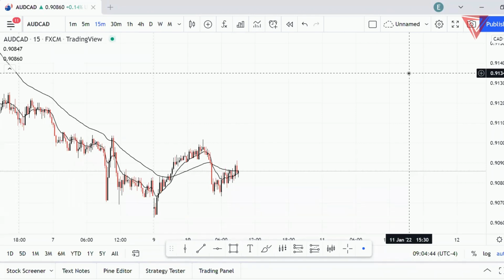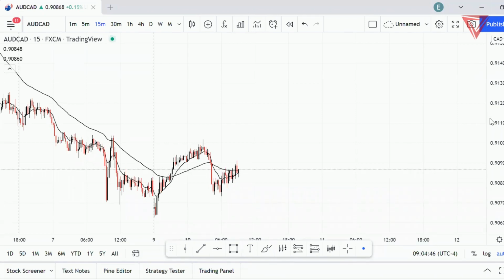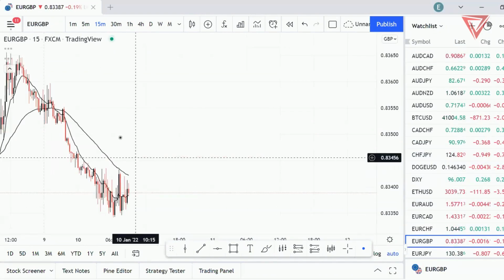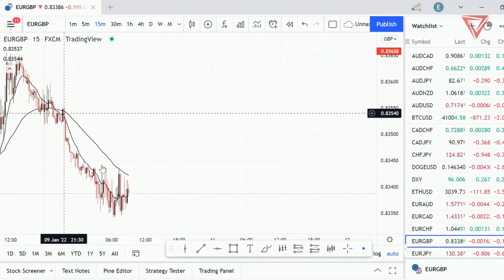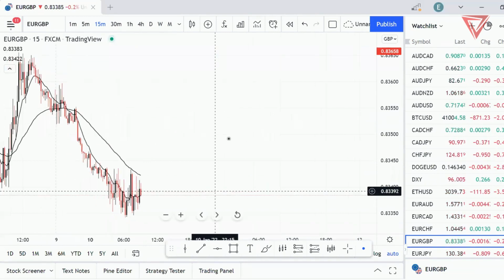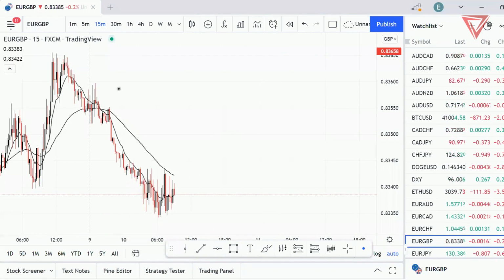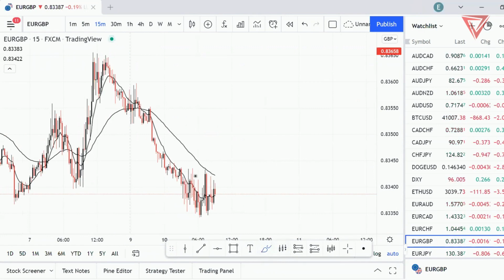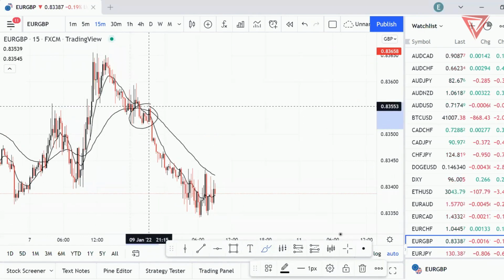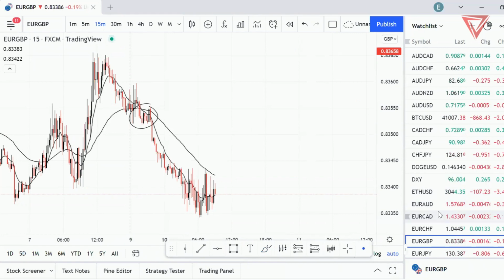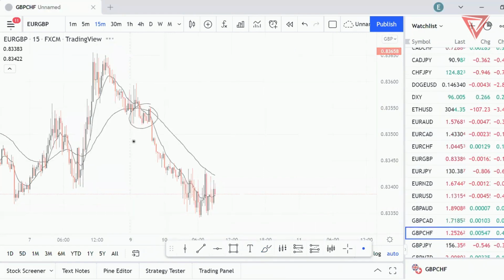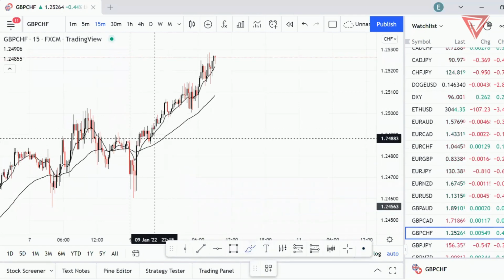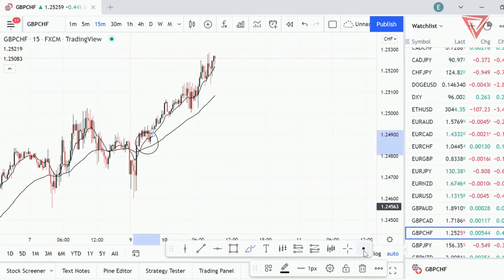Now, here's the thing. Both of these trades are only currently floating around 20 pips, give or take, right? Euro GBP, I entered in this general vicinity right here, and we will explain that just now. On GBP CHF, we had a similar entry, but in the inverse direction. We entered right around here, right?